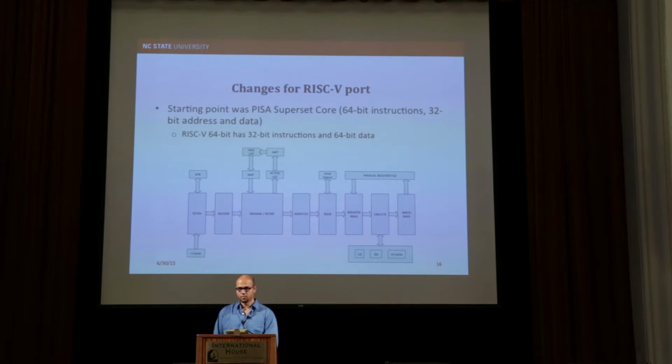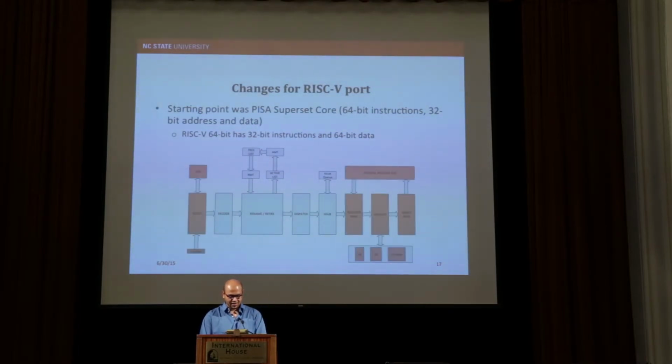So now the important part, this is the reason I'm here. I'm talking about the RISC-V port of FabScalar. What are the changes we had to make in order to get FabScalar to run RISC-V instructions? The starting point was the FabScalar Superset core, which had 64-bit instructions and 32-bit address and data. We decided to go with the RISC-V 64-bit, as that seemed to be pretty well supported by the tool chain. It has 32-bit instructions and 64-bit data, so there's a flip that happened.